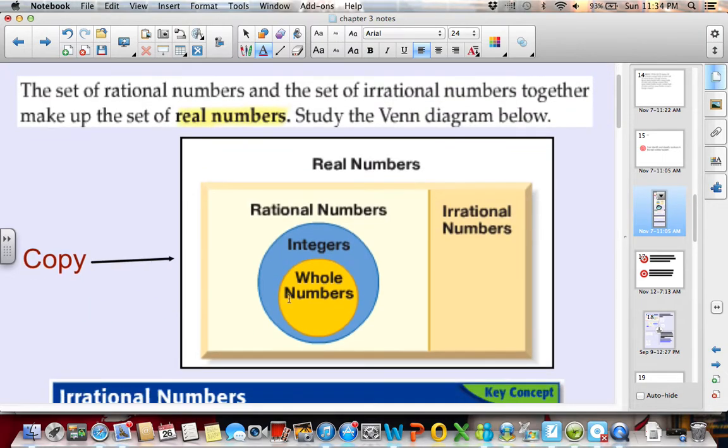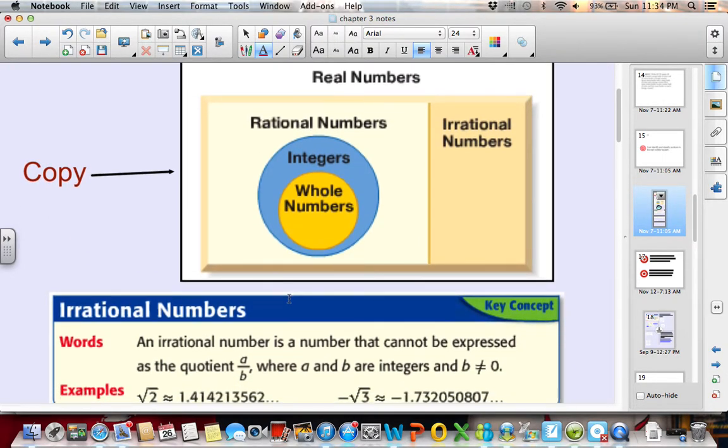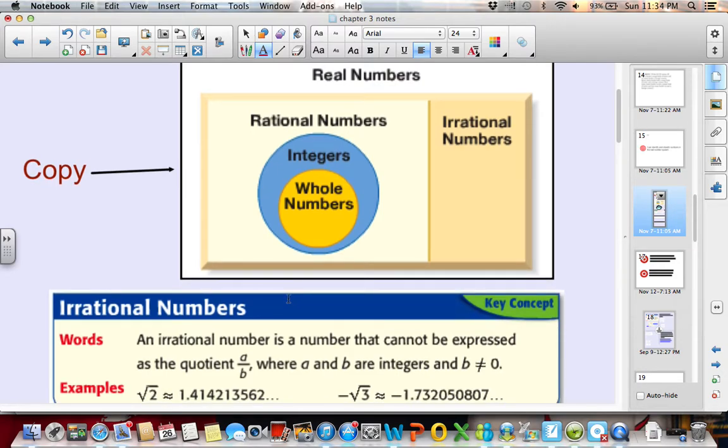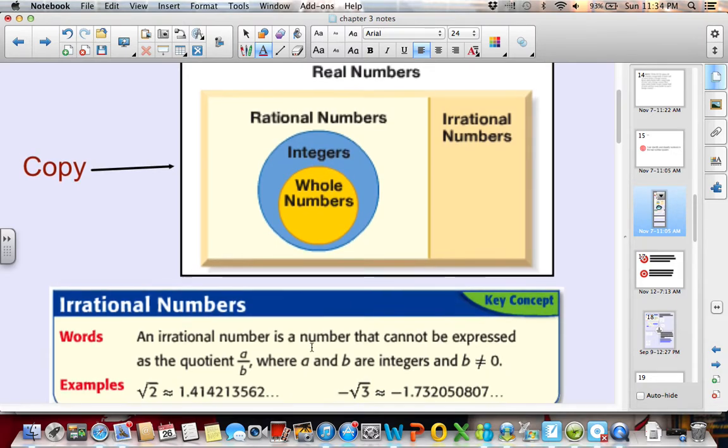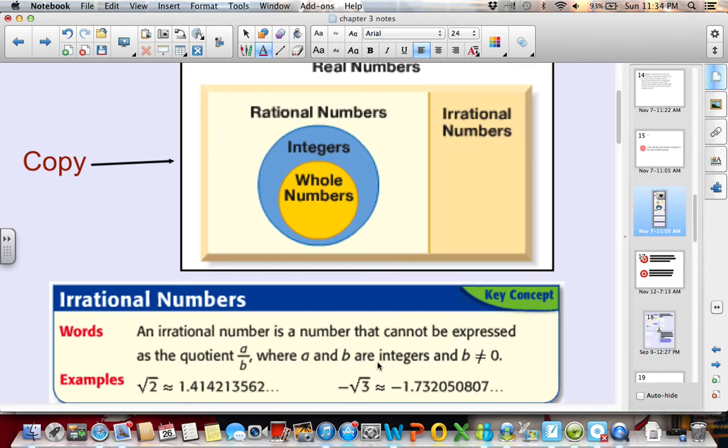Irrational numbers are numbers that cannot be expressed as a fraction, or basically a number that is not a rational number. So we can see that the square root of 2 is approximately this whole long number, and it goes on and on and on and on. It's not repeating, so therefore it's irrational. Same with the negative square root of 3. Okay?